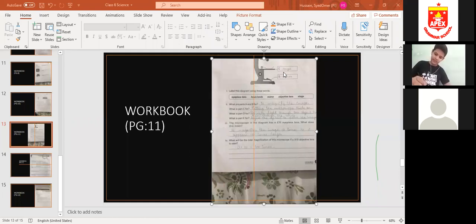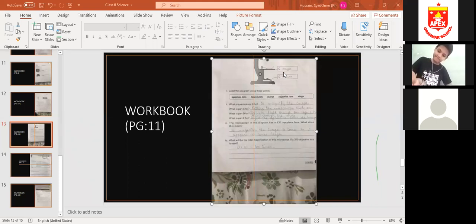It magnifies the image 10 times. Yes, it magnifies the image 10 times. What is meant by extend? So you can write the answer: it magnifies the image 10 times, so it appears 10 times larger.